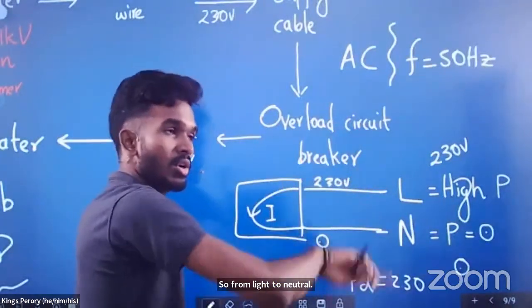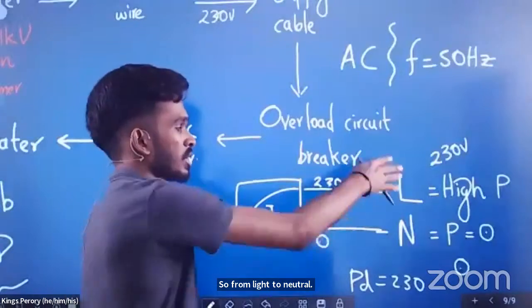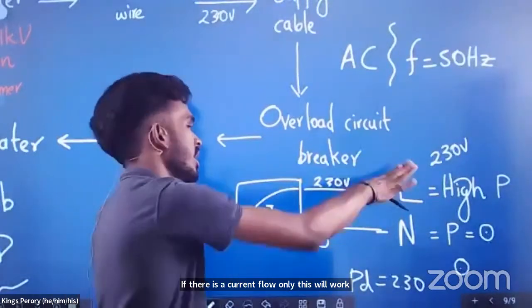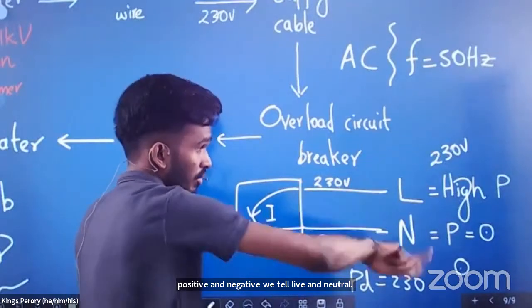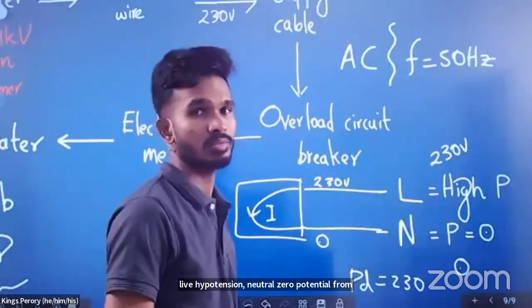If there is a current flow only, this will work. Now this is like positive and negative. We don't say positive and negative. We say live and neutral. Live, high potential. Neutral, zero potential. From high to low, current will flow.